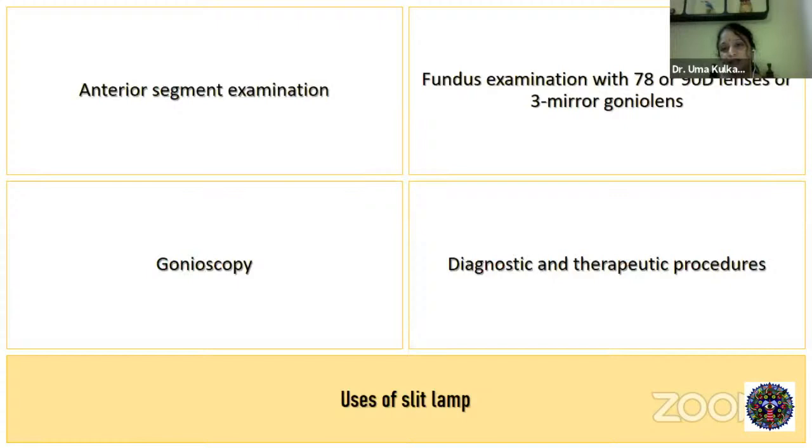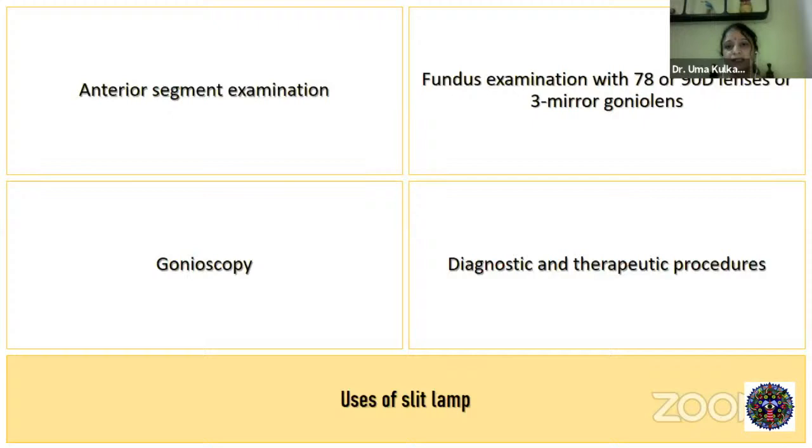Here, you would recall, when we spoke about indirect ophthalmoscopy, we said that the magnification offered by an indirect lens is calculated by 60 divided by the power of the lens. So if it was a 20D lens, 60 divided by 20D would give rise to 3 times magnification. So that's how we calculated. The same applies here also.